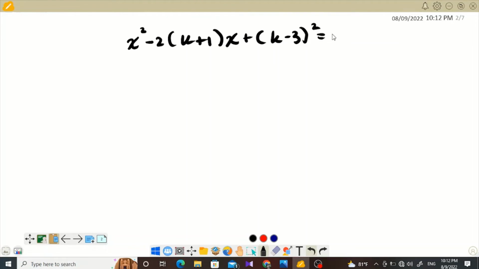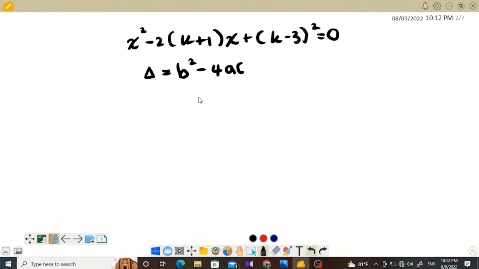So I write our equation: x squared minus 2(k plus 1)x plus (k minus 3) squared equals 0. To find the nature of roots, we have to find the value of the discriminant. We know the discriminant is given by b squared minus 4ac in standard form.